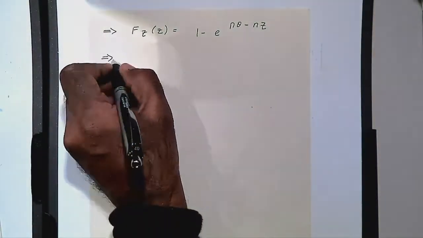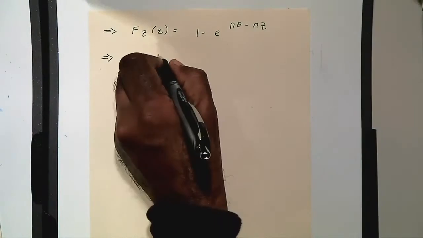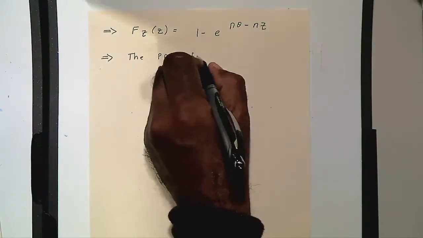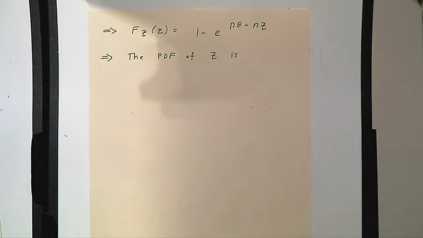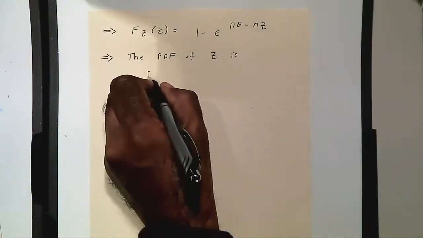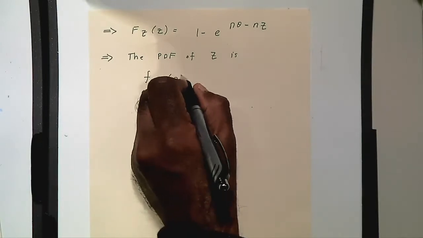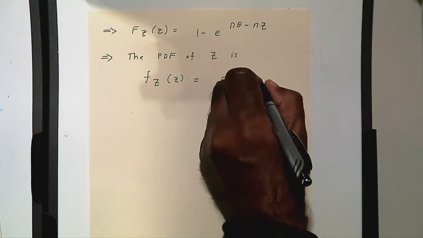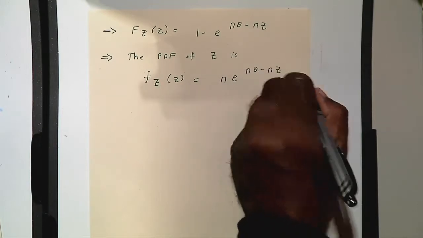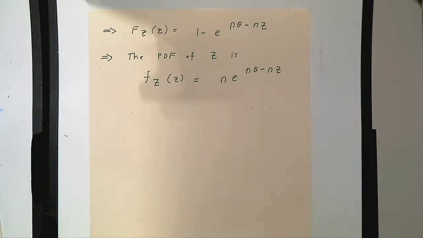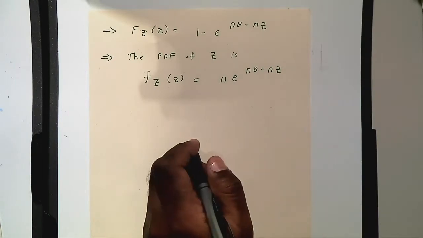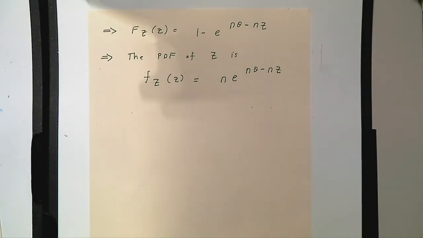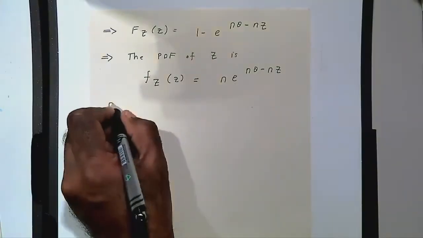So this implies that the PDF of z is simply the derivative of this, which is, I'm sure you guys know how to differentiate. So if you differentiate this, you get this, right? Okay, so this is the PDF of that. All right, now we can come to finding the bias and the MSC. So let's start with bias first.